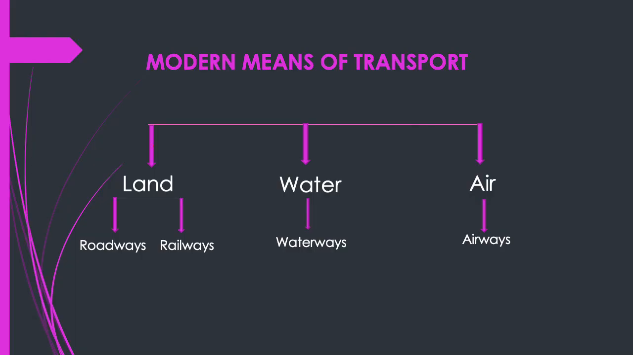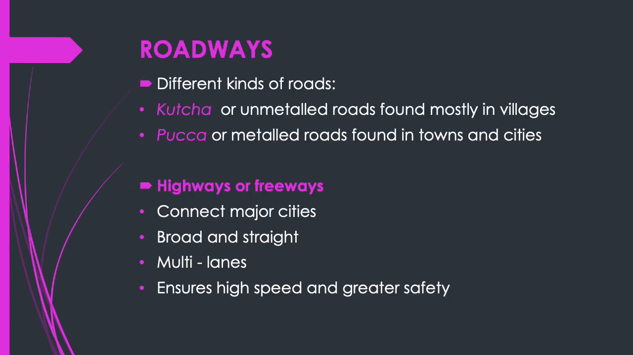We also learned about modern means of transport. Modern means of transport can be divided into land transport, water transport, and air transport. Land transport consists of roadways and railways. Now there are two main kinds of roads, kacha roads and pakka roads. Kacha roads or unmetal roads are found mostly in villages, while pakka or metal roads are found in towns and cities.